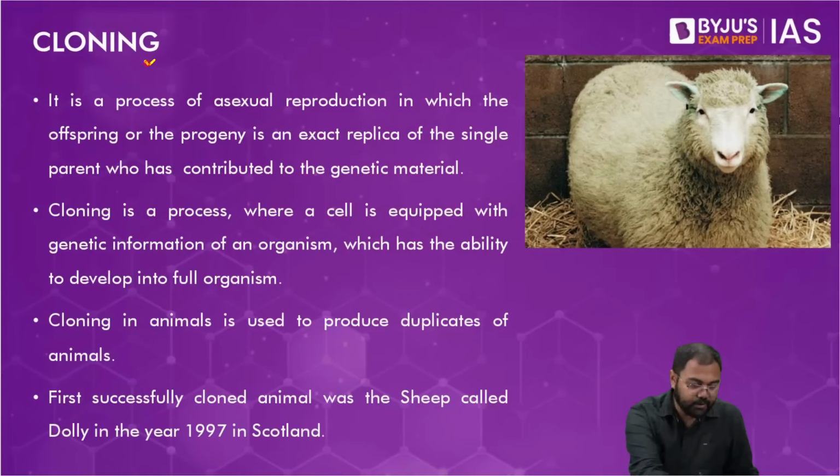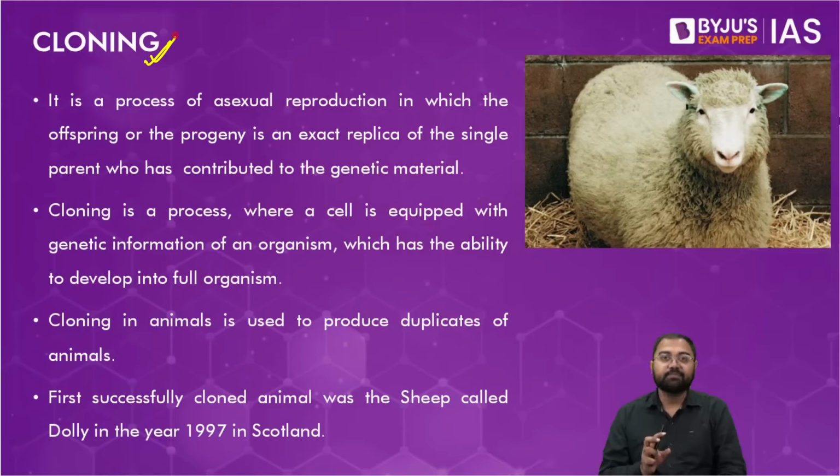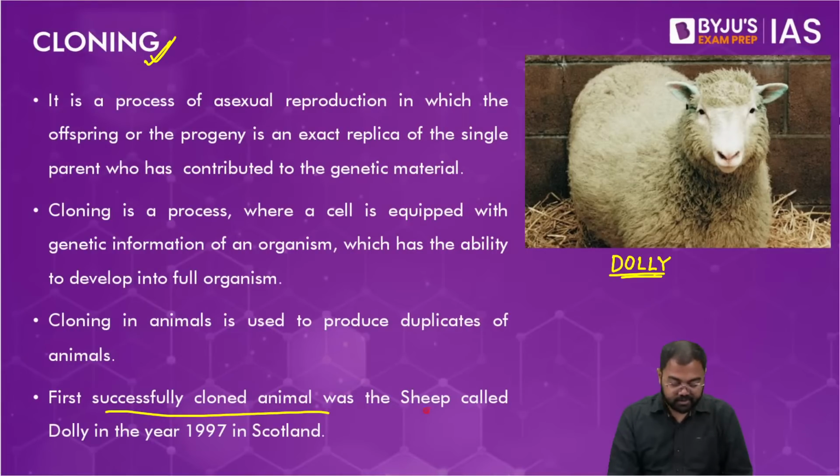Now, when we say cloning, cloning is a process where we are basically trying to create a replica. That is what we mean by clone, correct? Clone is an exact replica. So, in creating this exact replica, we are basically trying to replicate some kind of animal. This example right here is the very first cloning that was ever tried, and this was a sheep called Dolly. This was the very first successful cloned animal, the sheep called Dolly, in 1997.